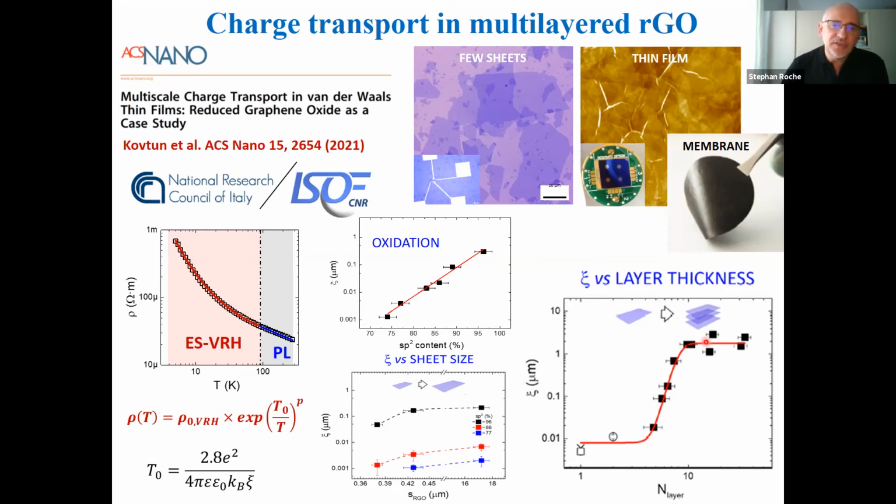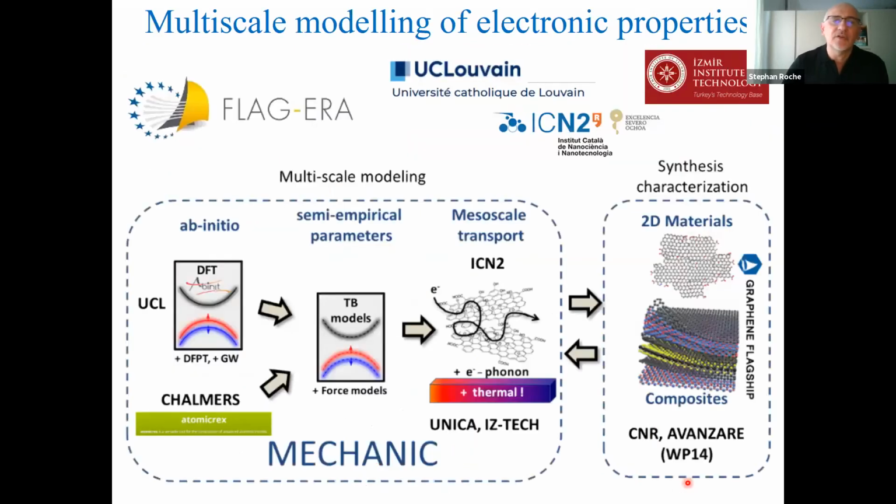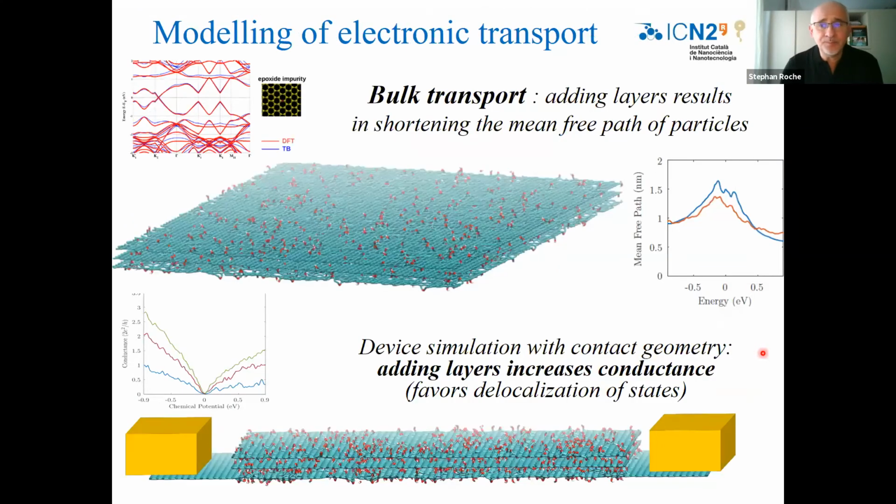And one very interesting thing is the fact that this localization is delocalization increase by increasing the number of layers. And this is something we wanted to investigate from the simulation side. So with a consortium, we have implemented a multiscale approach in order to combine the DFT with tight-binding, with mesoscopic transport, and then to try to connect and to understand the experimental features.